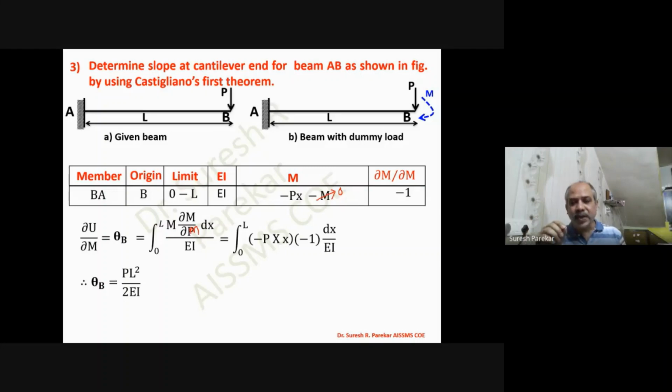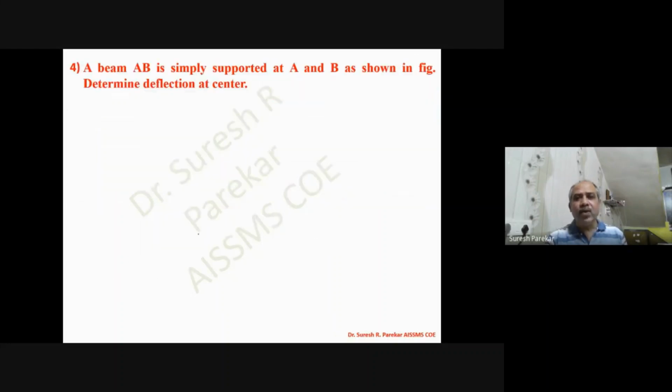And as we get a plus value, it shows my slope at B is in the clockwise direction. So whatever plus value we get means it is in the direction of the applied load. It may be a concentrated load or it may be a couple. Now we will go for the next problem, where we have considered standard cases.